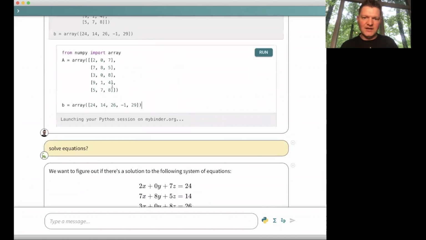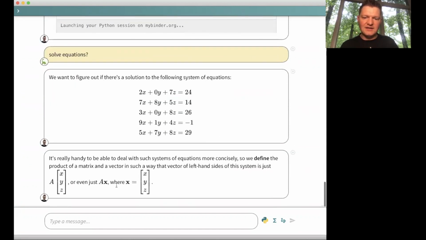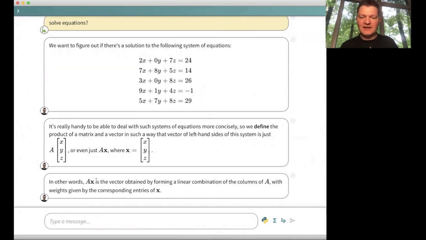So again, this matrix up here is A. This vector with unknown components X, Y, and Z is X. This whole collection of left-hand sides is A times X, and this collection of right-hand sides is B. So we're just down to an equation AX equals B. Just to restate this, A times X is the vector you get when you form a linear combination of the columns of A with weights given by the corresponding entries of X.